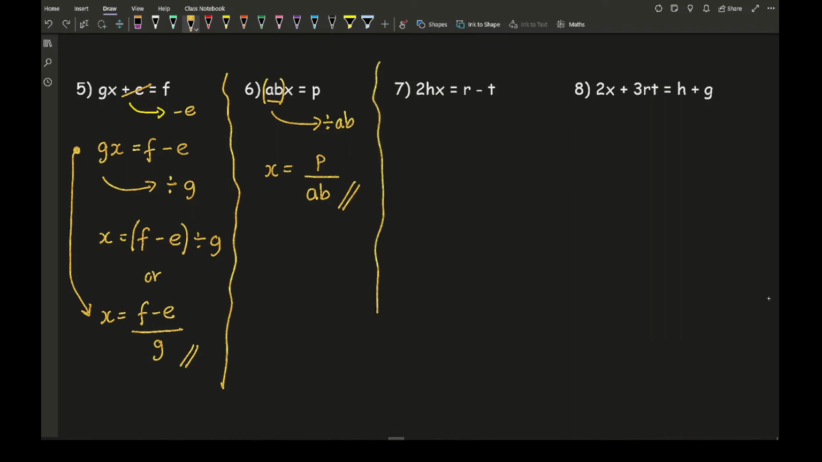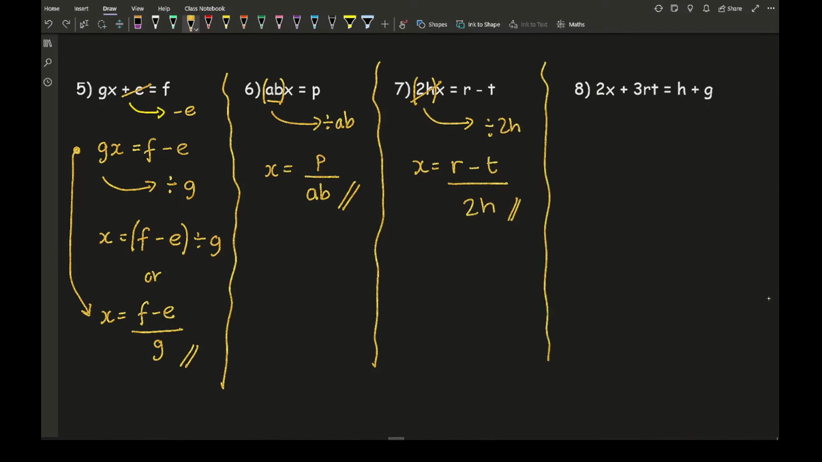Looking on to question 7. So here we've got 2hx equals r minus t. Again, I'm going to need to get rid of the 2h. So I'm going to treat that as one thing. And what's 2h doing to x? It's multiplying, so the opposite would be to divide by 2h. So what have I got? Well, I've got x equals, because I've still got the x on the left hand side, and then I've got r minus t all divided by 2h, and there is my final answer.